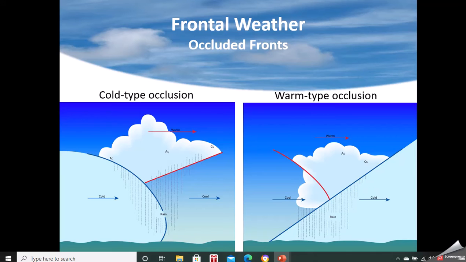Now, there's two types of occluded front. One's a cold type occlusion, where the coldest air is to the west of the front, and slightly warmer air, but cool air nevertheless, ahead of it. And the other one, typically in the maritime northwest, or wherever you might find this, where you have a cool air mass and a cold air mass farther east.